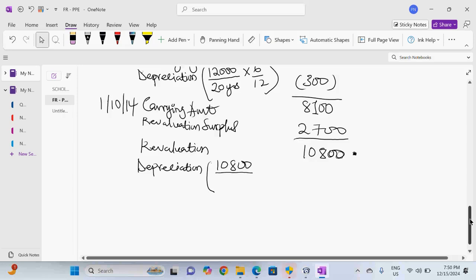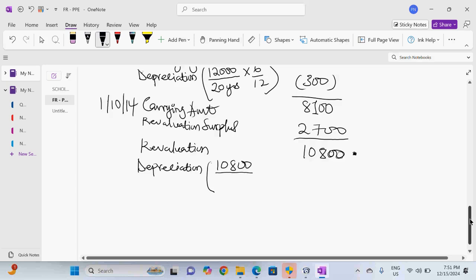What is the total useful life? Will it be 21 years? Total useful life, I mean, not the remaining. Total useful life that we use. That was 20 years. Now we want the remaining useful life.